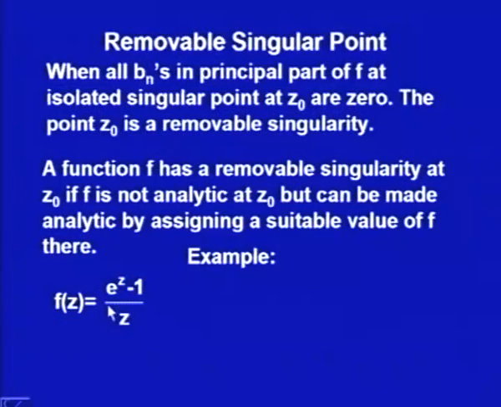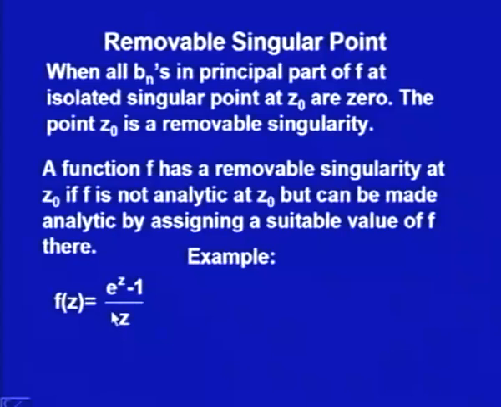Let us take the function e to the power z minus 1 upon z. As such, the numerator is an analytic function. The denominator, of course, is 0 when z is equal to 0, so it is not analytic there. But see what is happening at z equal to 0. Is this function defined at z equal to 0? When z is 0, e to the power z is 1. So 1 minus 1 is 0 and the denominator is also 0, that is, the function is not defined at 0.